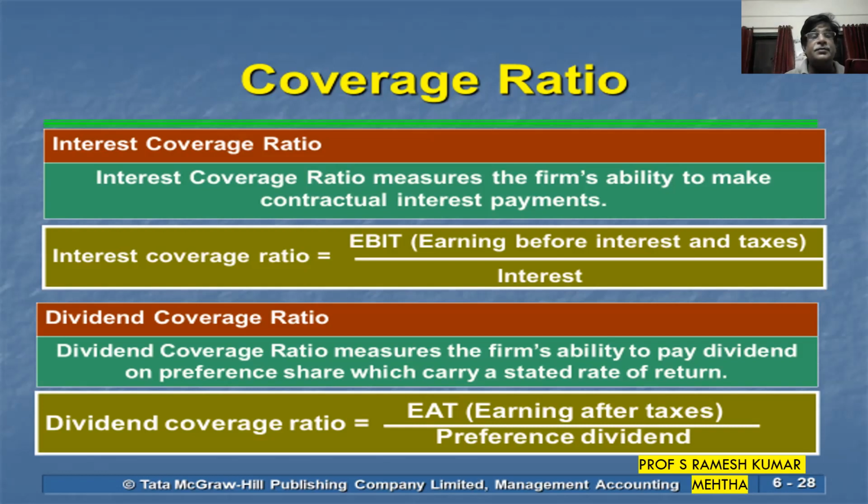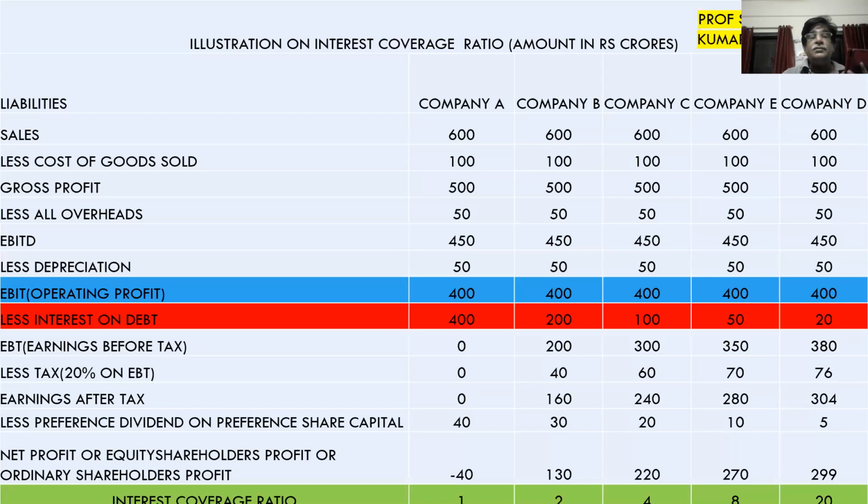Now, I have given you the flow of the income statement of a company. I will read it out. First, we have sales, from which we deduct cost of goods sold to get gross profit, as you can see in the slide. Concentrate on company A. The sales are 600 crores, the cost of goods sold is 100 crores, so the gross profit is 500 crores.